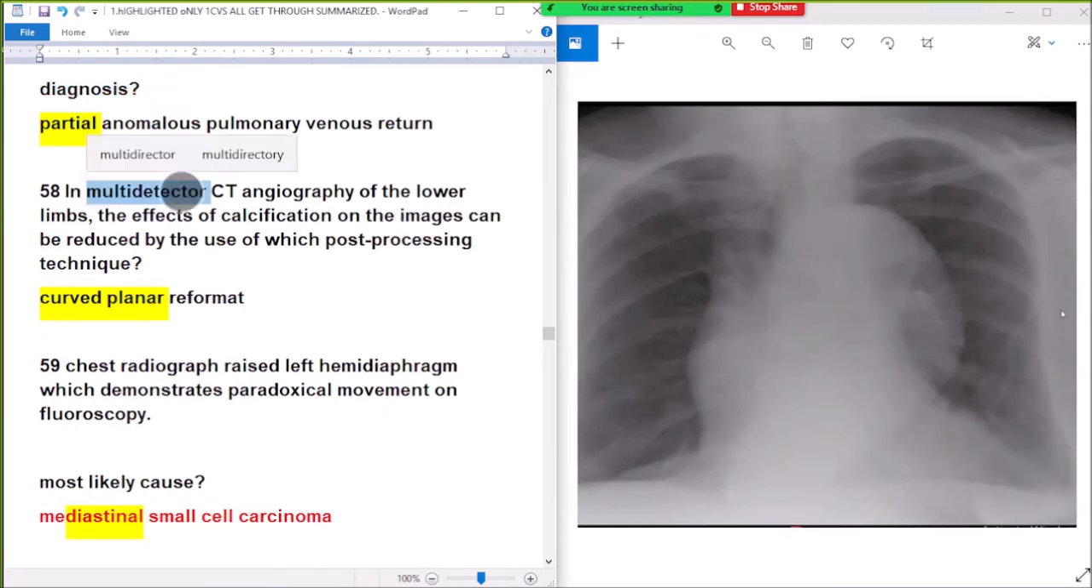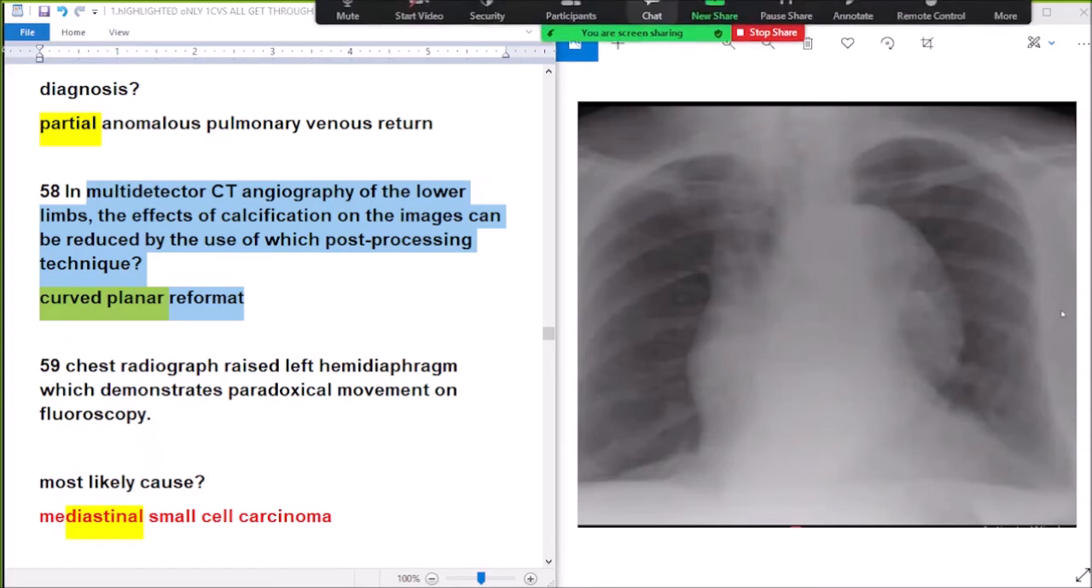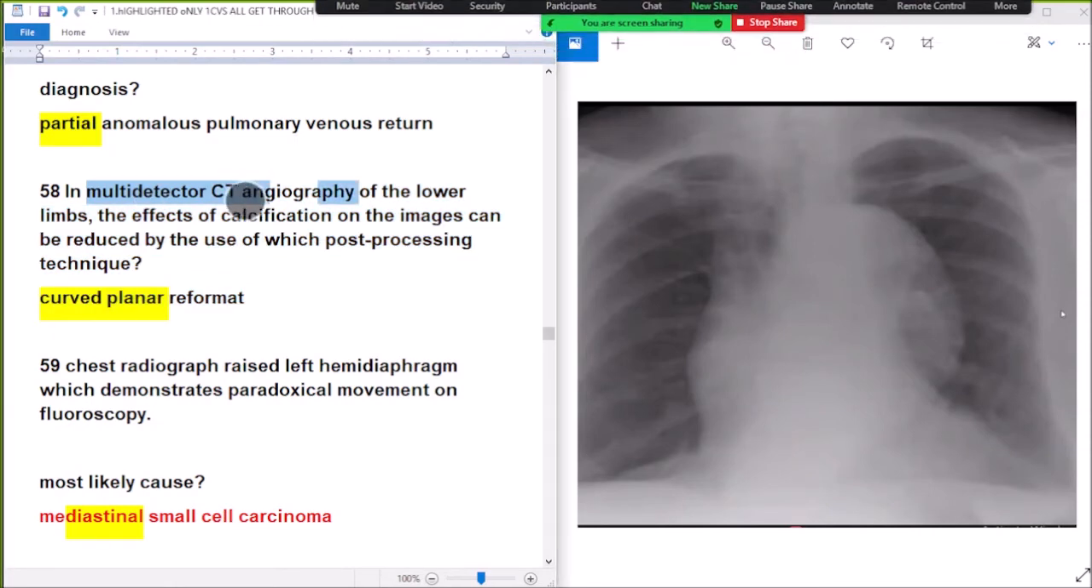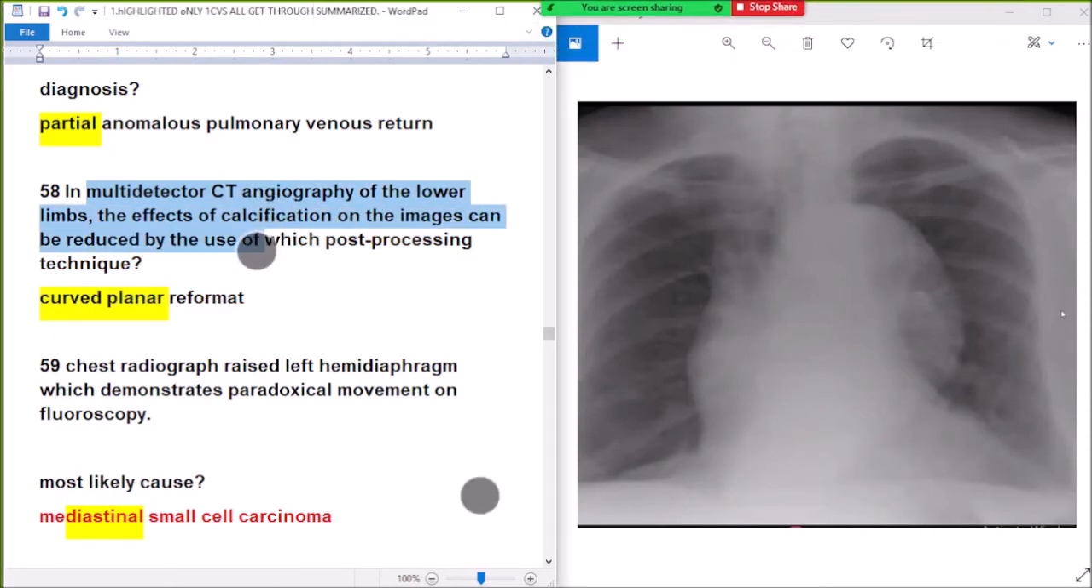Question 58. In multi-detector CT angiography of the lower limb, the effect of calcification on images can be reduced by which post-processing technique? Curved planar reformat. C for calcification, C for curved planar reformat.